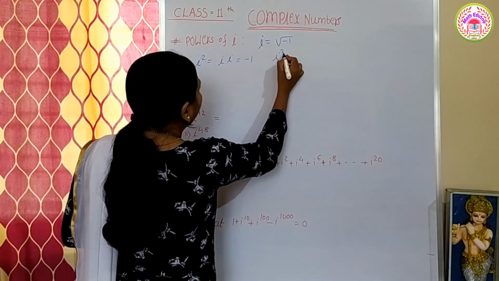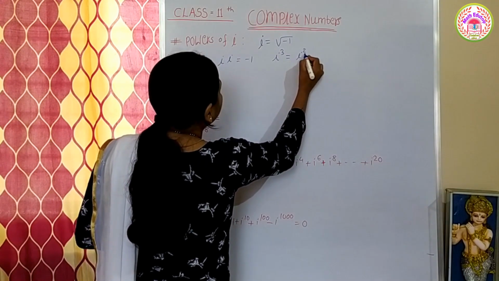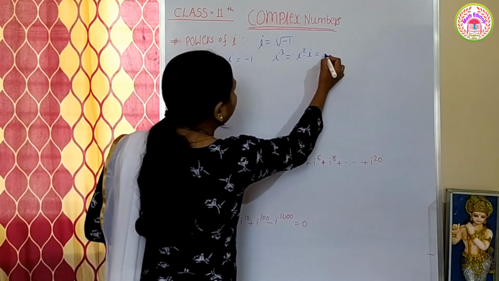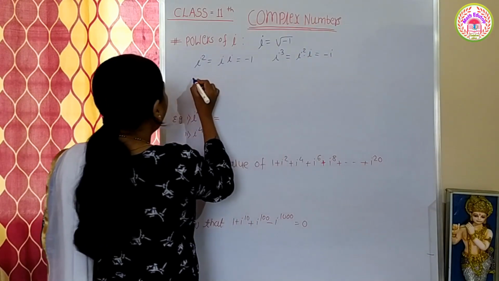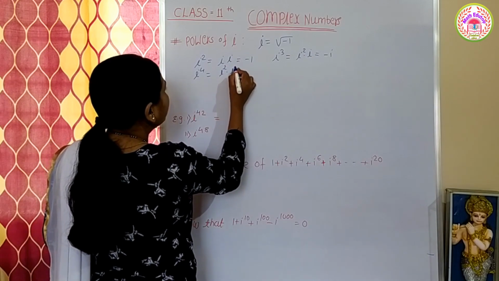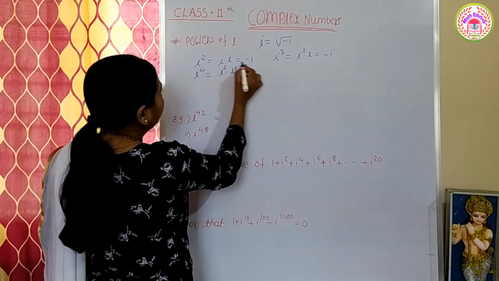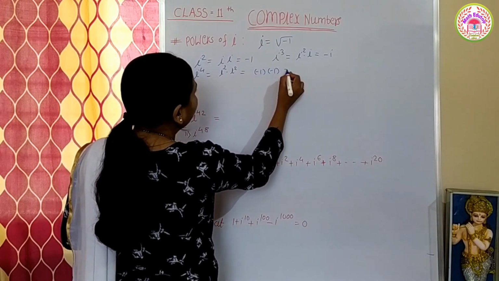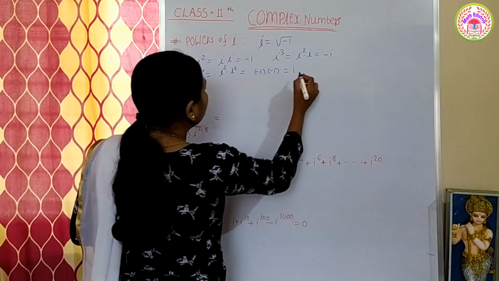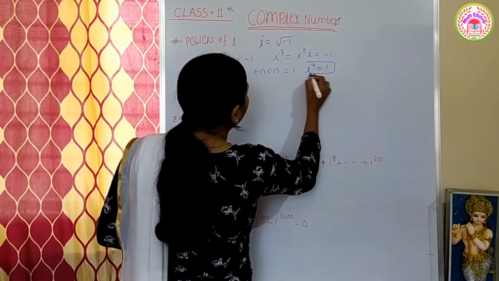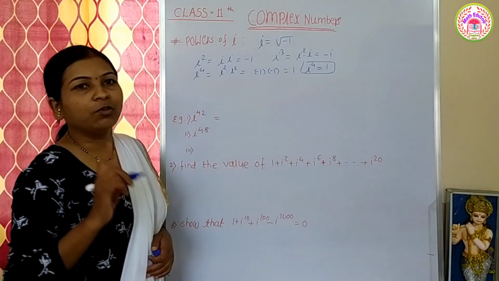Then how to find i cube? i cube is i square into i, which is minus 1 into i, that is minus i. Then i raised to the power 4 is i square into i square. The value of i square is minus 1, so minus 1 into minus 1 means plus 1, which is the important result: i raised to the power 4 is 1.